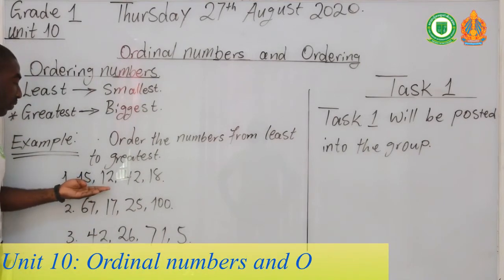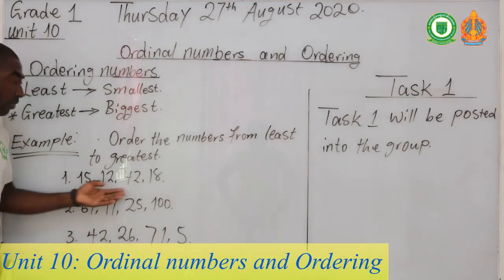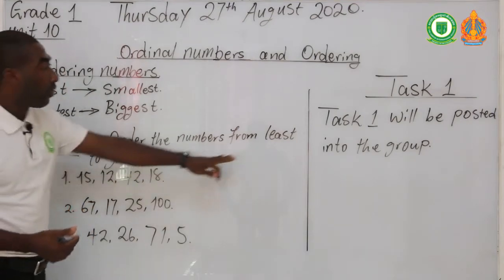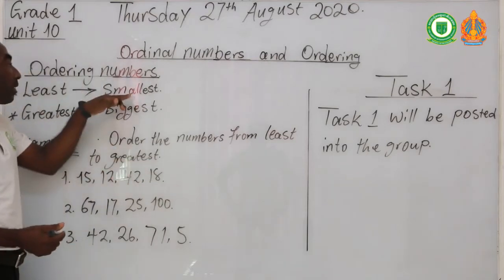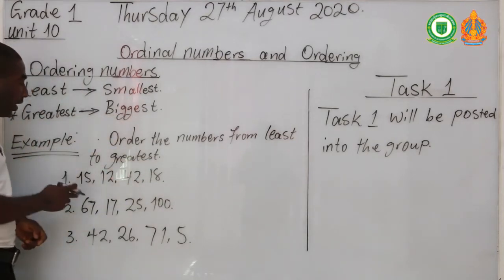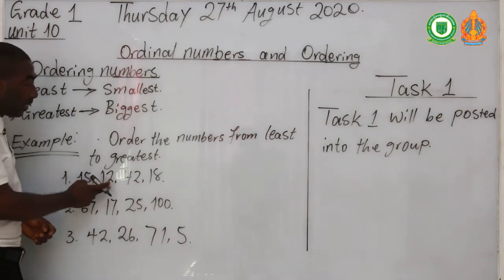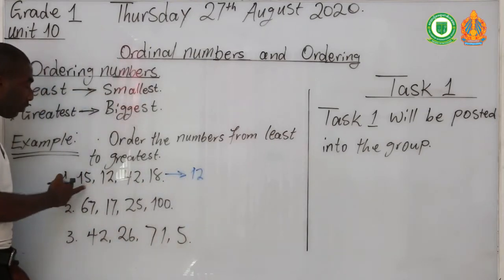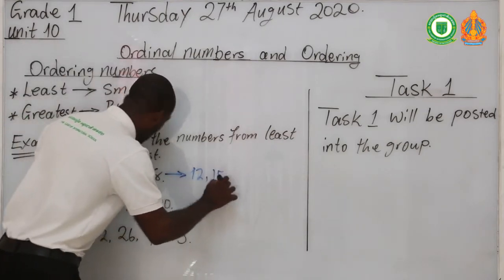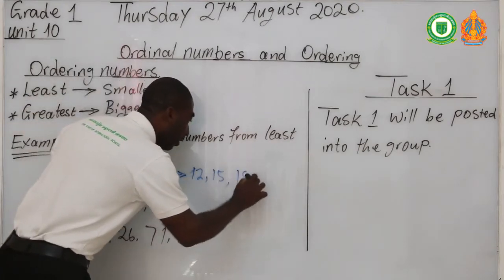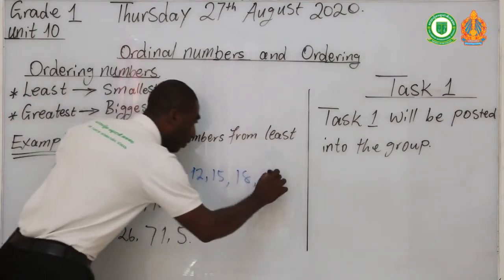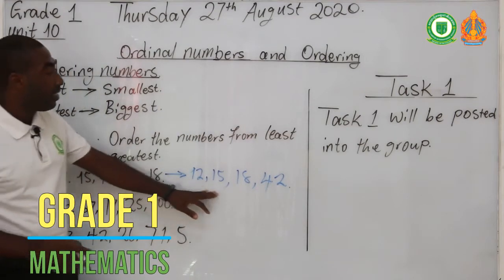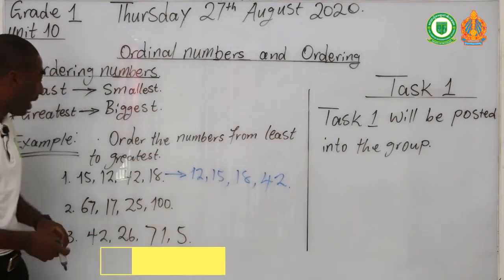So these are our numbers that we have. We're going to go through them and see how we're going to order them. Our instruction says from the least to greatest. That means from the smallest to the biggest, okay? The smallest figure we can find here is 12. So we'll start with 12 because it's the smallest here. Then we go to 15, then to 18, and then to 42. So that means we have arranged these numbers from the least to the greatest, from the smallest up to the biggest.